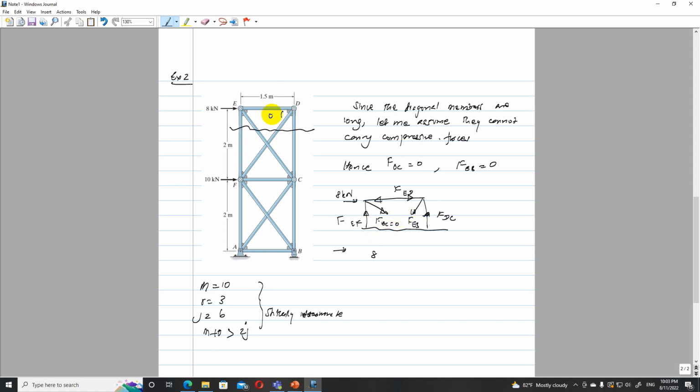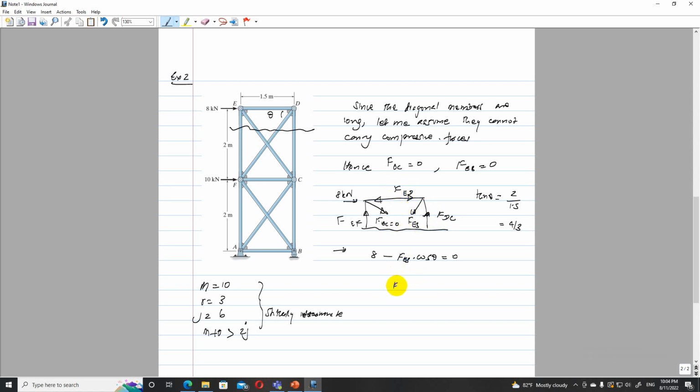So this angle theta, if I consider tan theta, it is 2 over 1.5, so it is 4 over 3. Okay, 4 over 3. So if I consider that 8 minus FEB cos theta is equal to 0. It has two components, a horizontal component and a vertical component, and I will consider only the horizontal component. I don't need to consider ED because ED is not exposed.